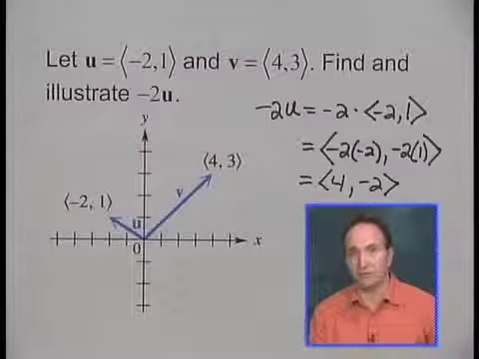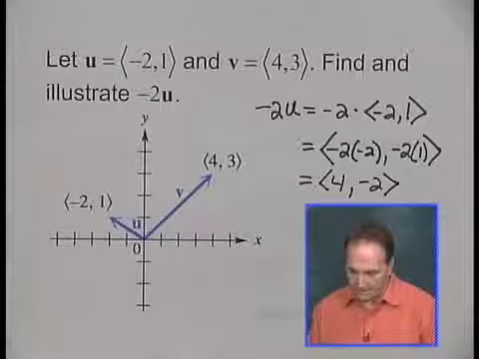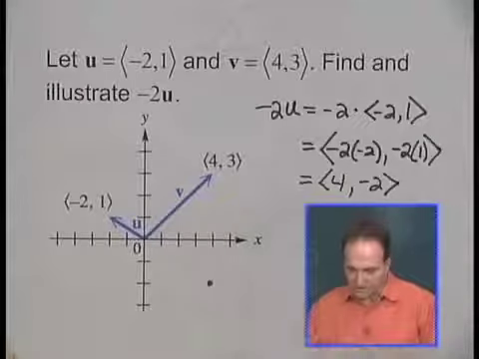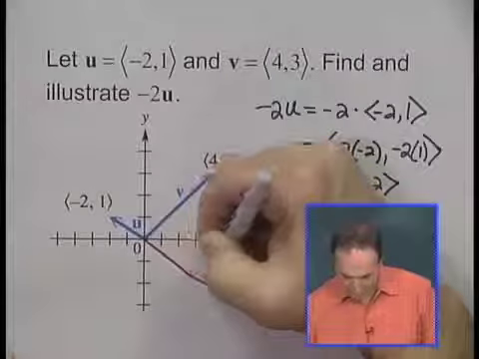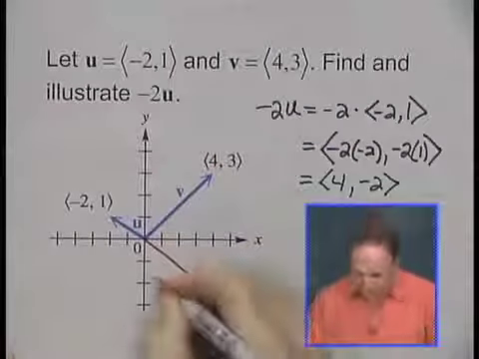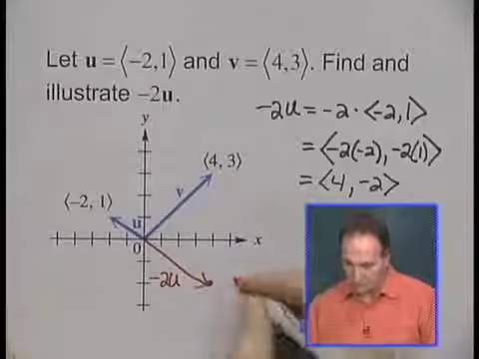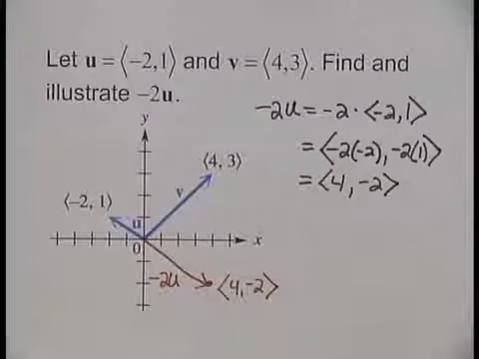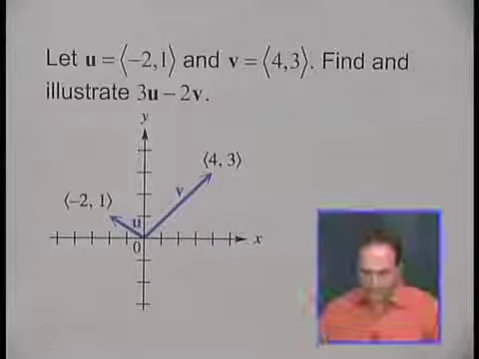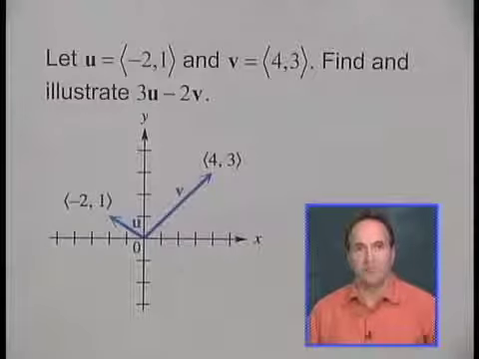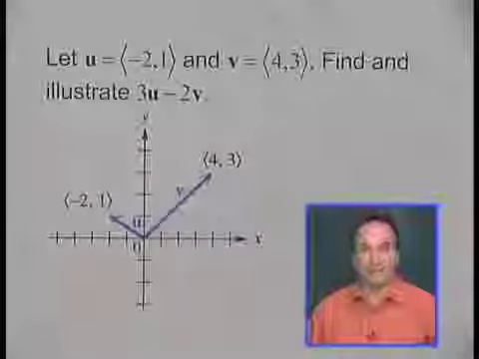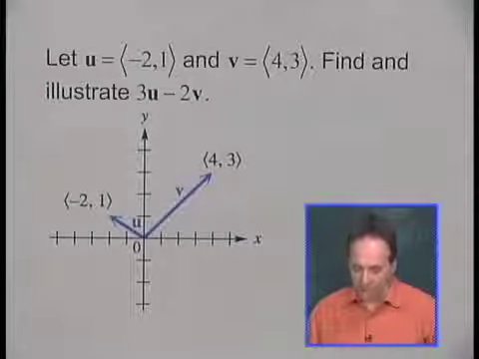So to illustrate that, we go to the point 4 comma negative 2, which is here. And then we draw a line to that vector. That represents negative 2u, or we also can write the vector like this, 4 comma negative 2. Let's work one more example. Let u equal the vector negative 2 comma 1 and vector v equal 4 comma 3. Find and illustrate 3u minus 2v.